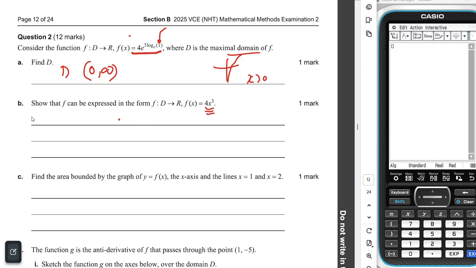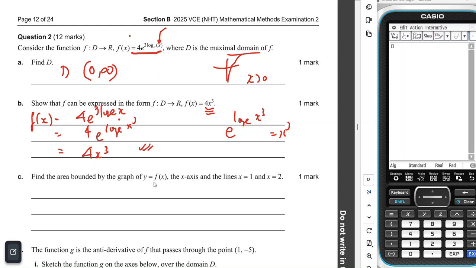So f of x equals 4e to the 3 log base e of x. If I put the 3 up onto the power of the x, it's going to equal 4e to the log base e of x cubed, and e to the log base e of x cubed equals x cubed. Therefore, 4x cubed is correct.